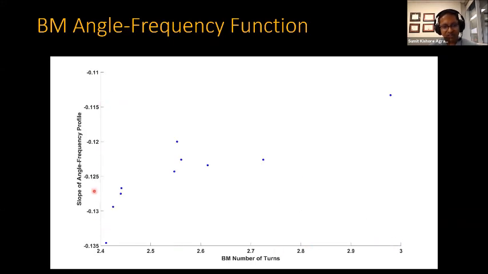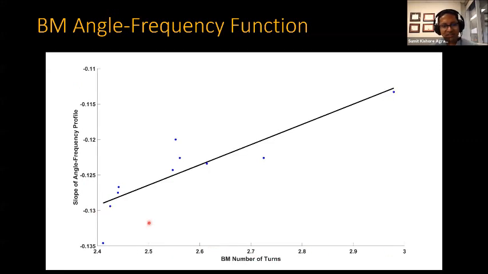After a lot of trial and error, what we realized is, here's another graph. If we graph the slope that we find on the y-axis versus the number of turns of the basilar membrane, there's actually a nice linear relationship. So we can use the number of turns of the cochlea to predict the slope of the linear regression that we showed previously.